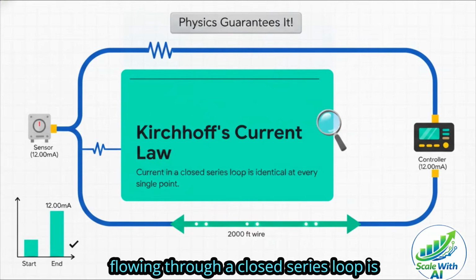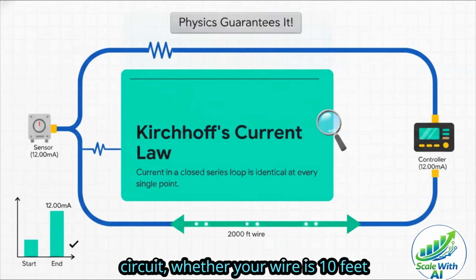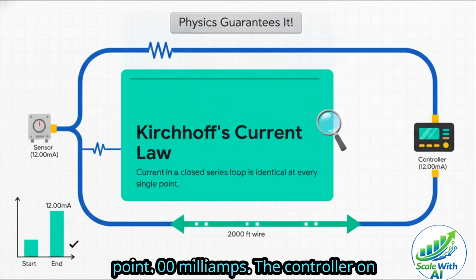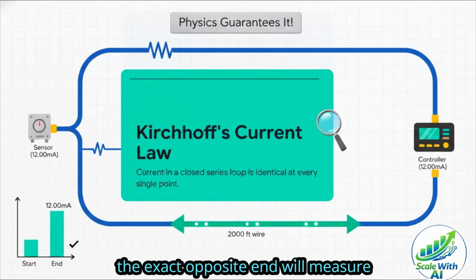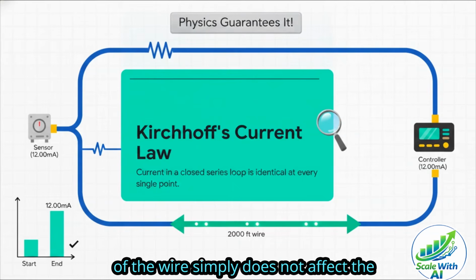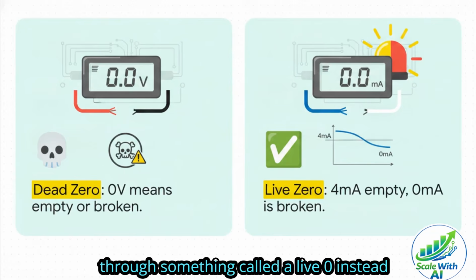This fundamental law states that the electric current flowing through a closed series loop is identical at every single point in the circuit. Whether your wire is 10 feet long or 2,000 feet long, if the sensor regulates the current to exactly 12.00 milliamps, the controller on the exact opposite end will measure exactly 12.00 milliamps. The resistance of the wire simply does not affect the signal accuracy. Physics guarantees it.